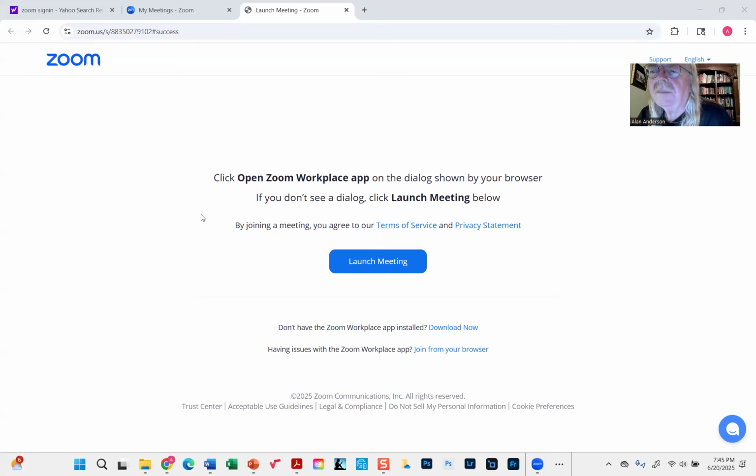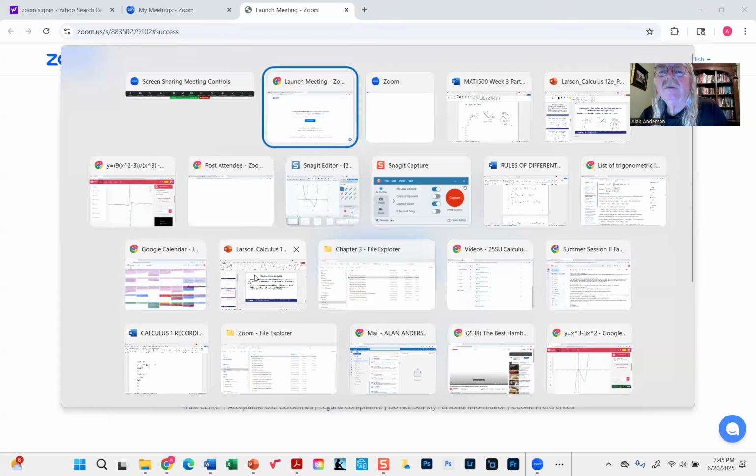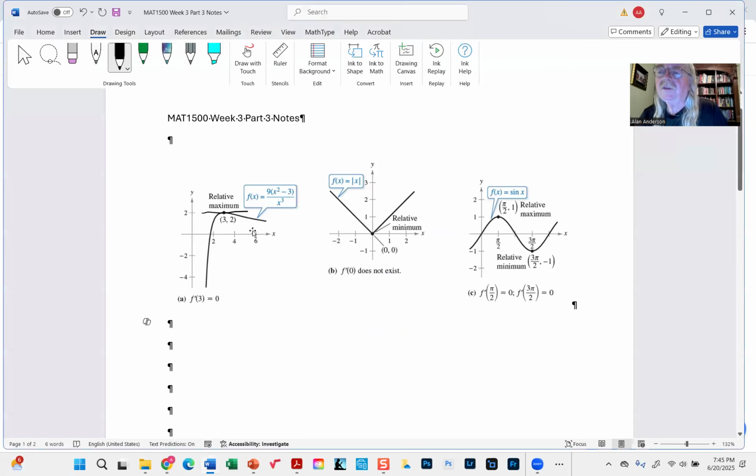All right, so we're going to pick it up where we left off in chapter 3. And what we're looking for is what are called relative extrema, meaning relative maximum points and relative minimum points. And so we have 3 examples here to start with.